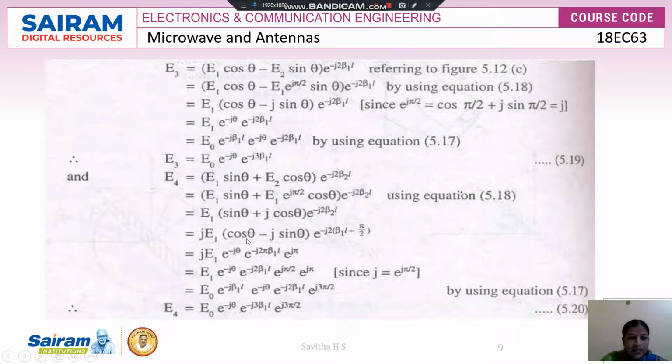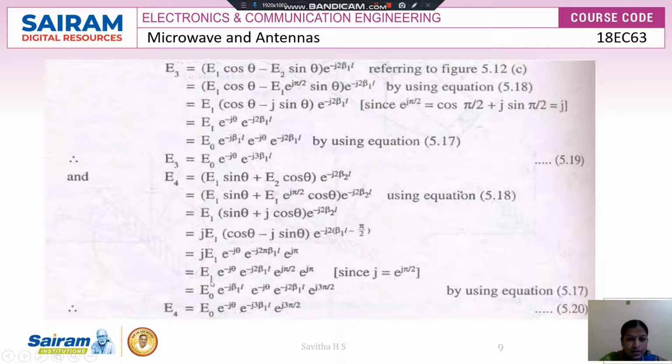So here j E1 cos theta minus j sin theta e to the power of j2 beta L minus pi by 2. Now again I am writing here j E1 e to the power of minus j theta, and here the first term, and next term will multiply with the next term. So after this, next term is E1 e to the power of minus j theta e to the power of minus j2 beta 1 L plus j pi by 2 into e to the power of j pi. Since j is nothing but e to the power of j pi by 2, so that only we are replacing here.